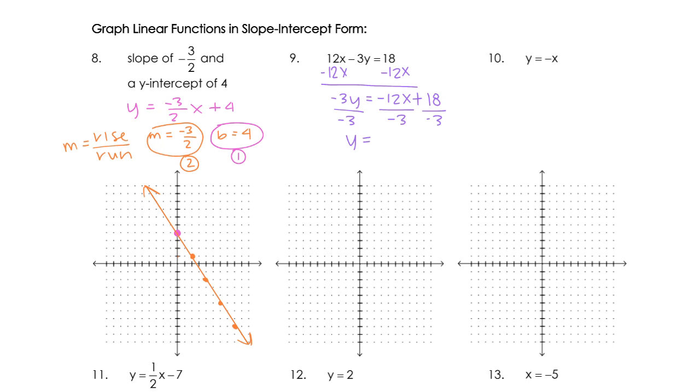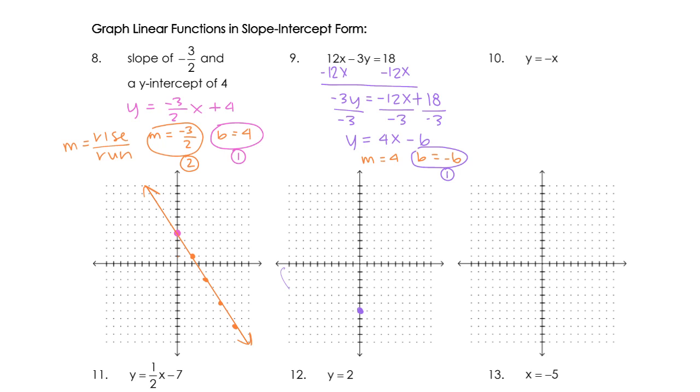And we have y equals -12 divided by -3 would give us a positive 4x. And then 18 divided by -3 would be -6. Again, identifying my m would be 4 and my b would be -6. And then again, we always graph our y-intercept first. So that's going to be at -6. So 1, 2, 3, 4, 5, 6 going down.